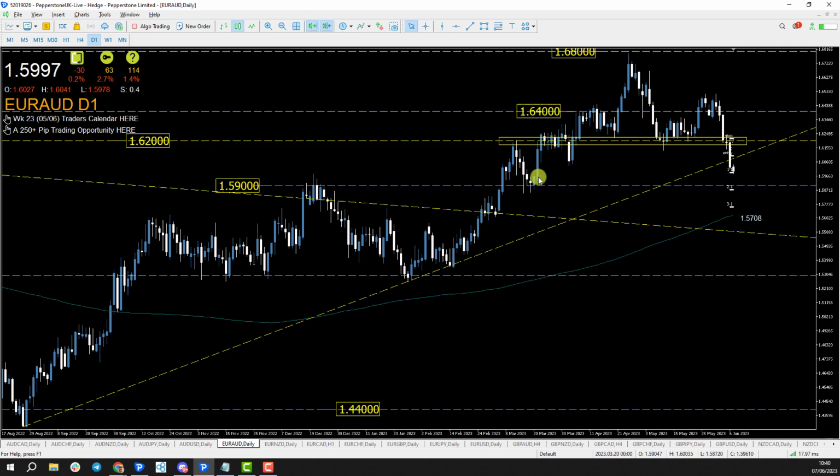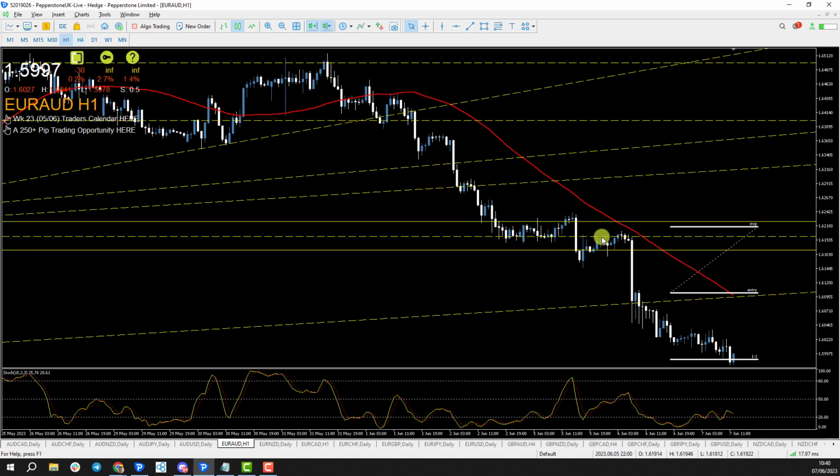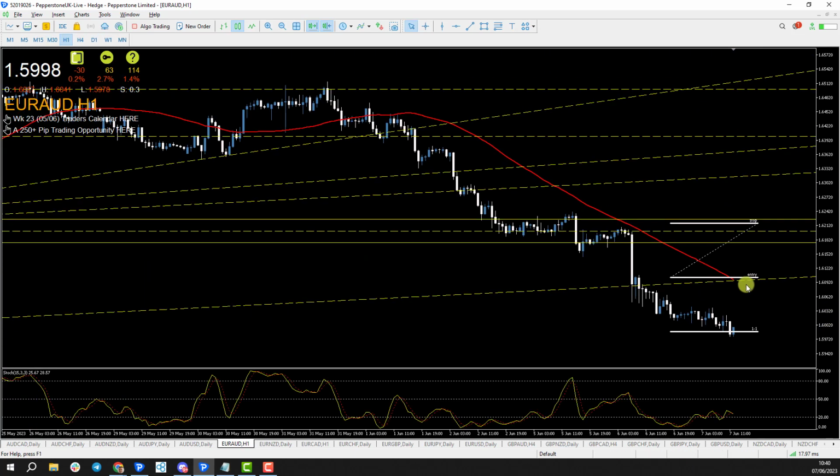I do like Euro Oz downside. We talked about this head and shoulders that's being developed, so I would be looking for a bit of a pullback entry here.